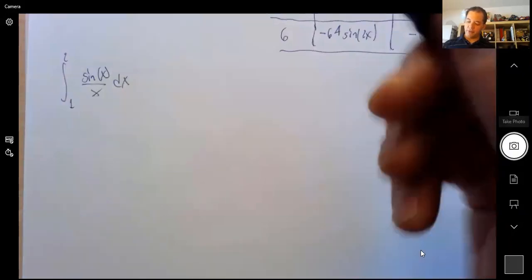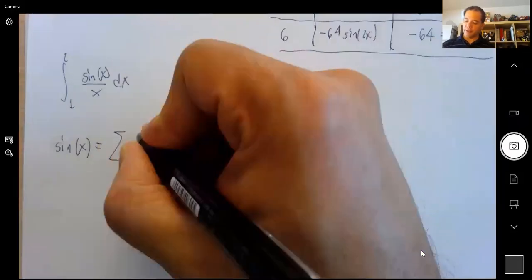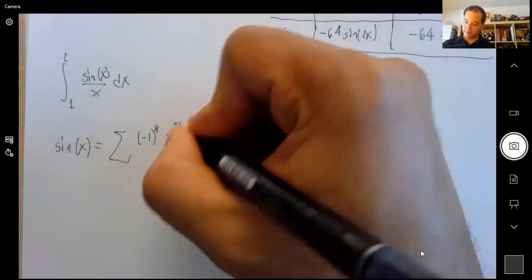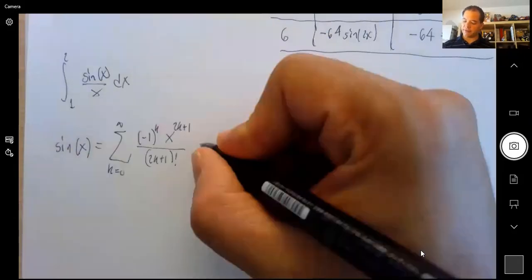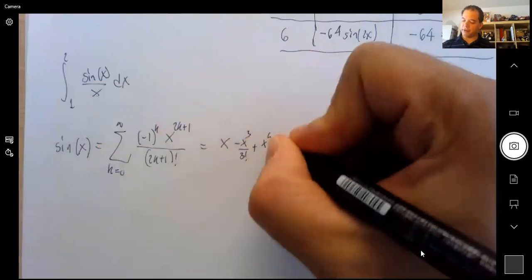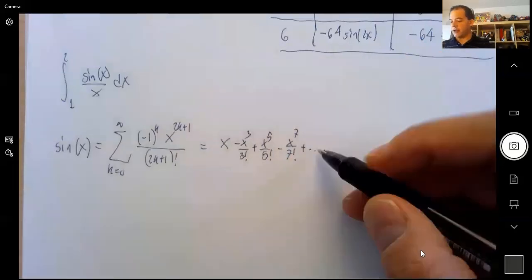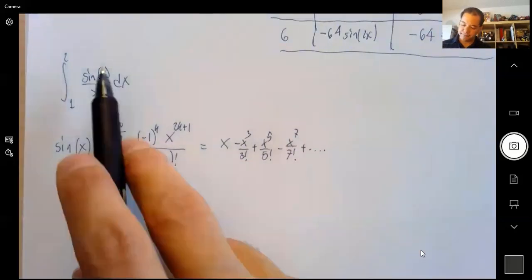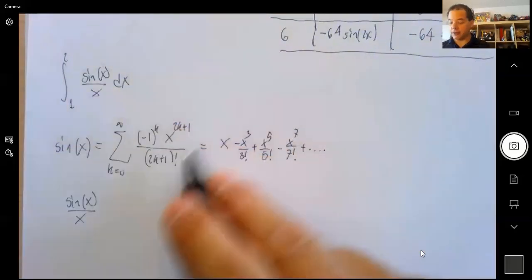So what is the series we want to use? We want to use the series of sine x, which is this one: the sum of negative 1 to the k, x to the 2k plus 1 divided by 2k plus 1 factorial, from 0 to infinity. In other words, this is x minus x cubed over 3 factorial plus x to the 5 over 5 factorial minus x to the 7 over 7 factorial, etc. So we go on the odd factorials, with alternating signs. Oh, and the convergence is everywhere. This is a good thing about this one. This is true for any x.